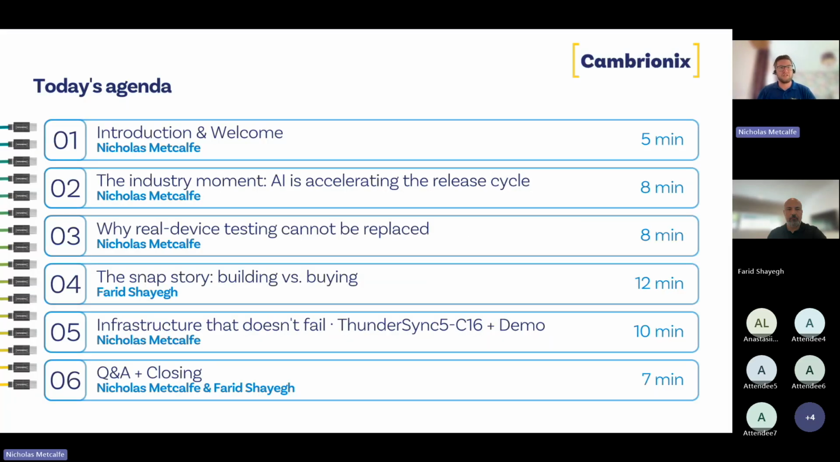This is just a quick agenda of what we're looking to cover. We'll do a quick introduction of who we both are. We'll talk through the problem being seen today with regards to testing and the cycle of software development. We'll talk about real device testing and why it is so important for your development cycle. Farid will speak about Snap and their journey through device testing. We'll talk about ThunderSync 5 and Cambrionix and what we can do to aid anyone with this testing. We have the demo recorded earlier today, and then a little Q&A at the end.